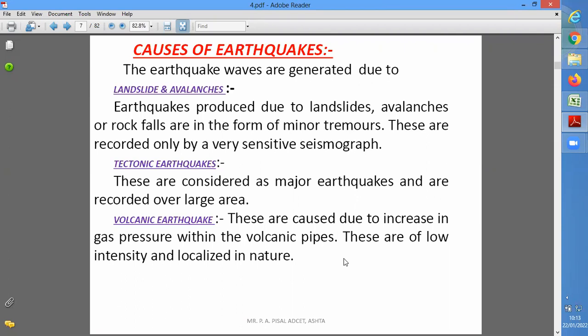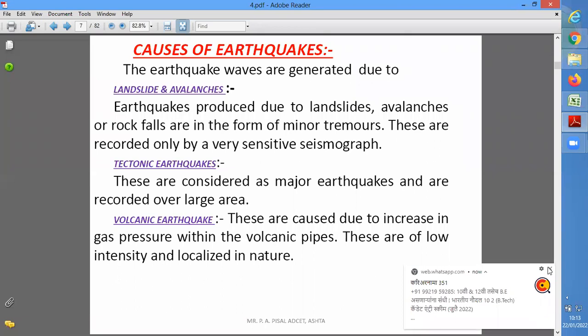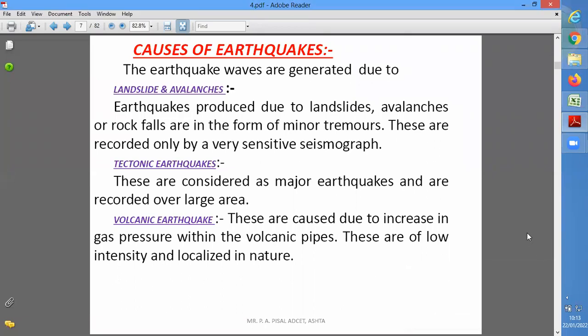So when landslides and avalanches happen, they form some vibration in that area. Those vibrations are also considered earthquakes. Earthquakes produced due to landslide, avalanches, or rockfall are in the form of minor tremors. Now, tremors means vibration. The vibrations developed due to these activities, that is landslide, avalanches, and rockfall, are minor. Why are they considered minor? Because they are limited to a certain area. They are not recorded on a large scale. They are limited to that region, and the time is also very small. These vibrations are not recorded for a long time.